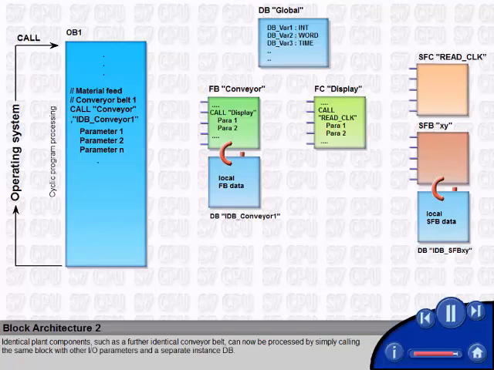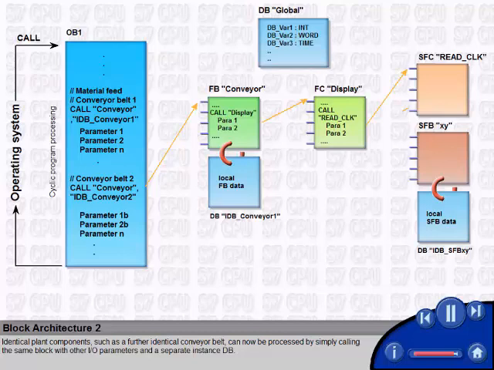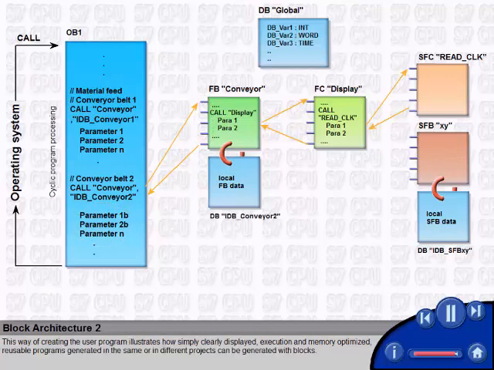Identical plant components, such as a further identical conveyor belt, can now be processed by simply calling the same block with other I/O parameters and a separate instance DB. This way of creating the user program illustrates how simply, clearly displayed, execution and memory optimized, reusable programs generated in the same or in different projects can be generated with blocks.